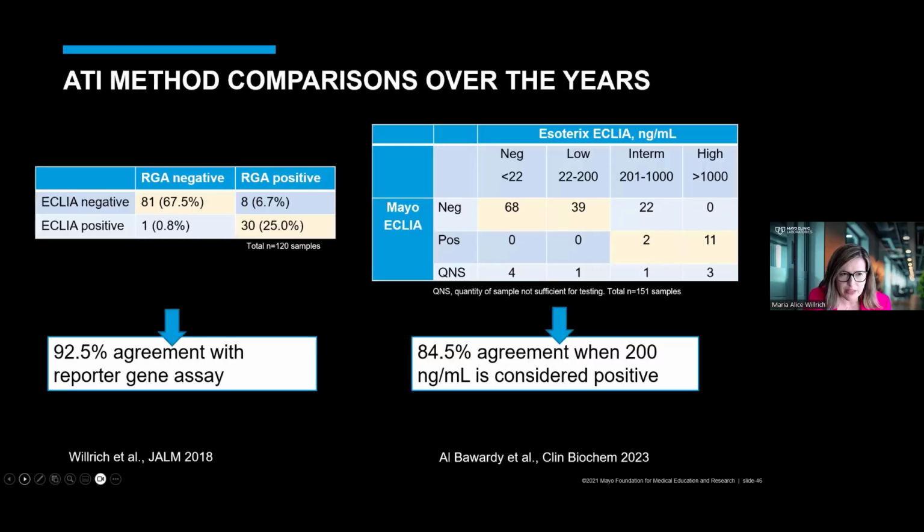I have a few method comparisons here along the years for the anti-drug antibody for infliximab. And because of those challenges that I highlighted, you can see that the agreement is generally in the 85% range or 92% range. This was a reporter gene assay, and these were 2 ECLIA assays, so 2 electrochemiluminescent immunoassays comparison. And we found about 84% agreement with this other vendor. And it has a lot to do with how we determine what is a positive, right? How does the lab define that cutoff for a positive anti-drug antibody as well?